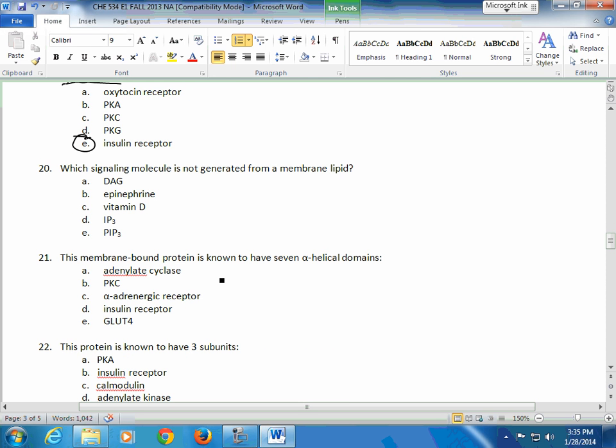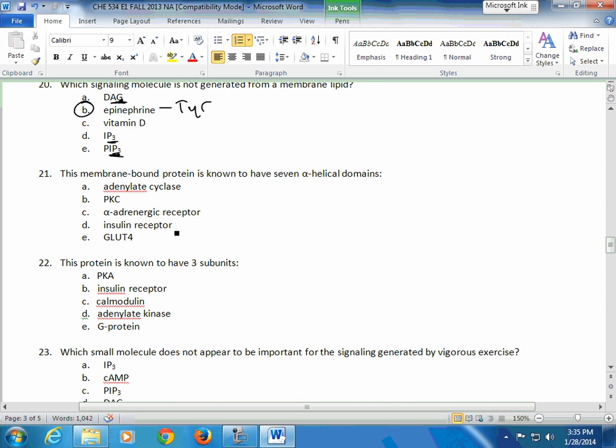These signaling molecules, which is not generated from a membrane lipid. 2 ways to know this one. You can either know epinephrine comes from tyrosine, or you can know all of these other ones have to do with lipids. Diacylglycerol. These have lipid-based, and vitamin D is cholesterol-based. Cholesterol you'll also use synonymously with membrane lipid, but it's not the only membrane lipid, obviously.